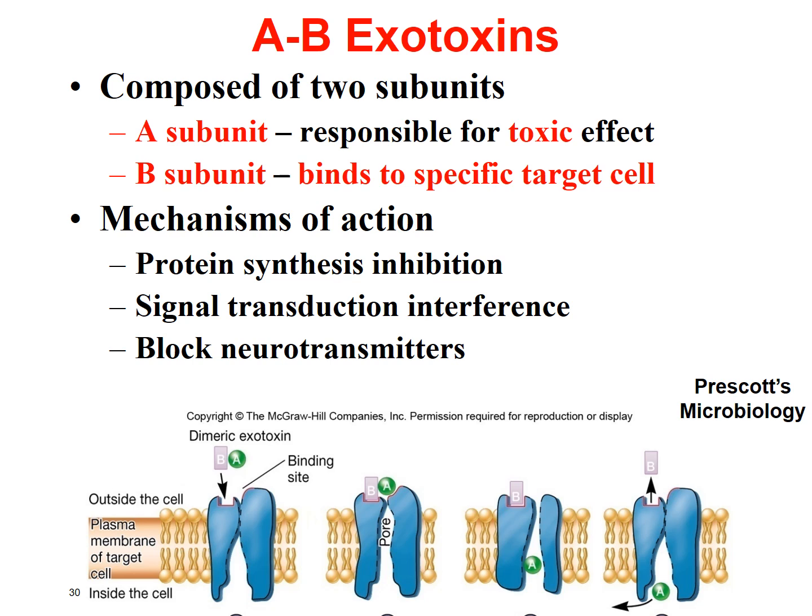So there's a lot of different mechanisms how AB exotoxins work. You do not have to memorize these, but some of them will work by inhibiting protein synthesis, so maybe they interfere with the ribosomes. Some of them will block cell communication by interfering with signal transduction. And then others will actually block the release of neurotransmitters. So that's what happens with the botulism toxin. So you're not able to release acetylcholine to tell your muscles to contract, and so you become paralyzed with botulism.